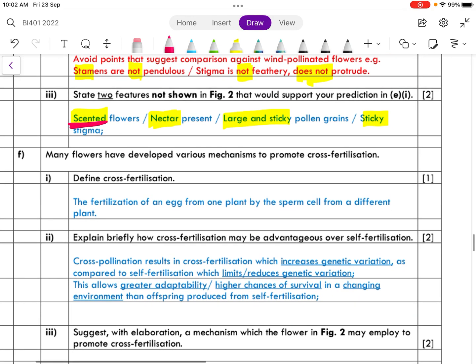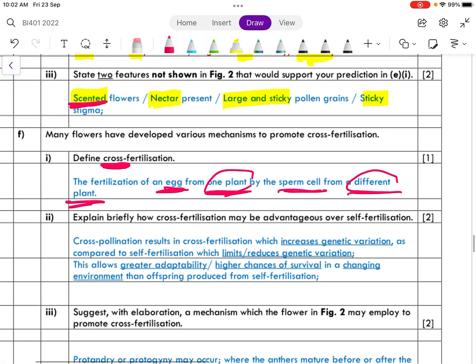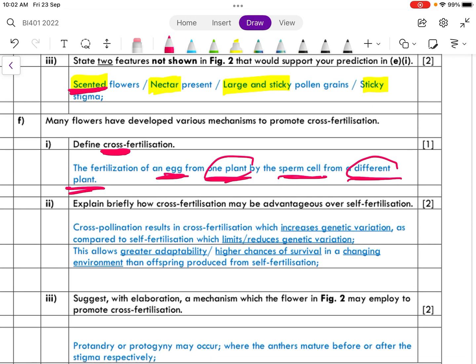F. Many flowers have developed various mechanisms to promote cross-fertilization. They ask you first to define cross-fertilization. It's important that in cross-fertilization, you need to say that the egg from one plant is fertilized by the sperm cell from a different plant. Then it's complete. So you need to show an indication that you know it's from a different plant. Next, explain briefly how cross-fertilization may be advantageous over self-fertilization.